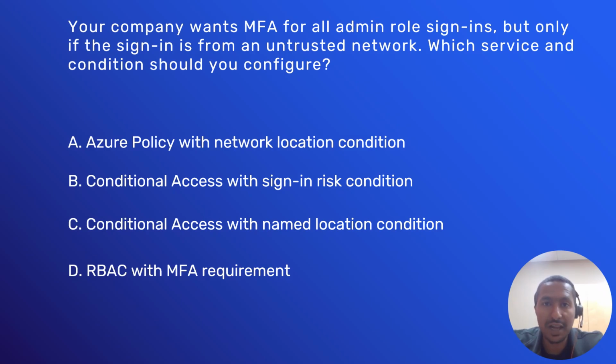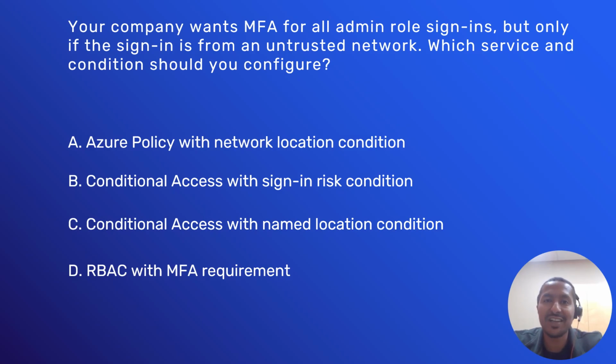Option B, conditional access with sign-in risk condition. Conditional access is the right service, but the condition here doesn't match. Sign-in risk is based on machine learning, things like unfamiliar sign-in behavior or compromised credentials. And this question doesn't mention anything about risk level. It's specifically about untrusted network, which is a location-based condition.